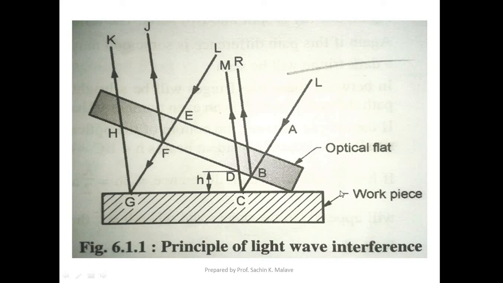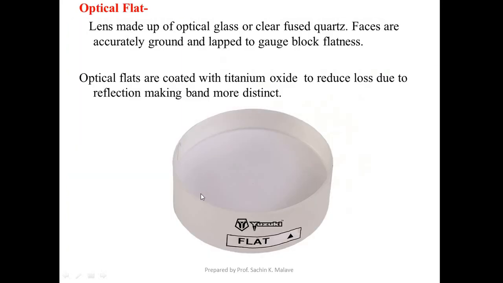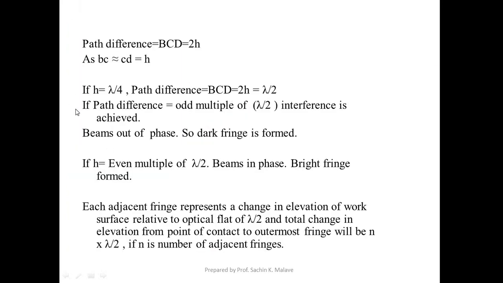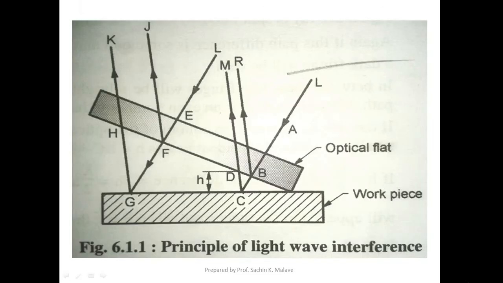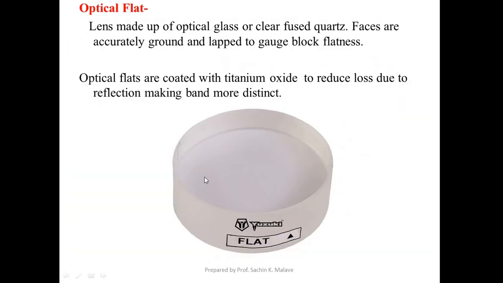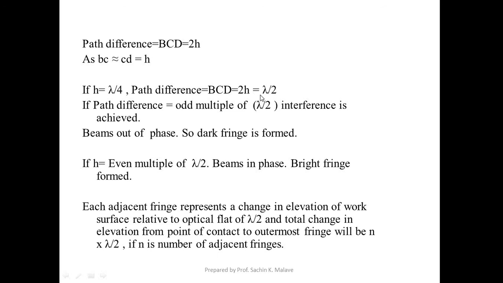So if this H value is equal to lambda by 4, and all of this is written over here, then the path difference BCD is equal to 2H, that is equal to lambda by 2. BCD is the path difference, that is BC plus CD, meaning H plus H, 2H, and we have taken H as lambda by 4. So BCD is equal to 2H is equal to lambda by 2. This is nothing but 1 lambda by 2.